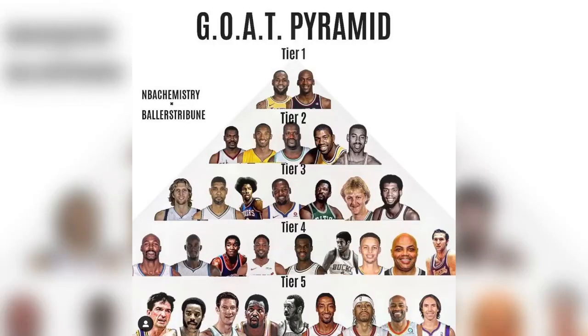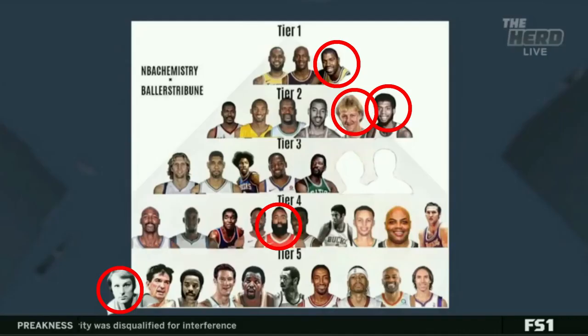So in this particular case, Colin was breaking down a pyramid with about 30 players. The top 30 players of all time according to NBA Chemistry and Ballers Tribune on Instagram. Colin made a few of his own personal corrections to the pyramid, but overall, he agreed with it. And I somewhat agree with this pyramid as well. However, I think we can do better.